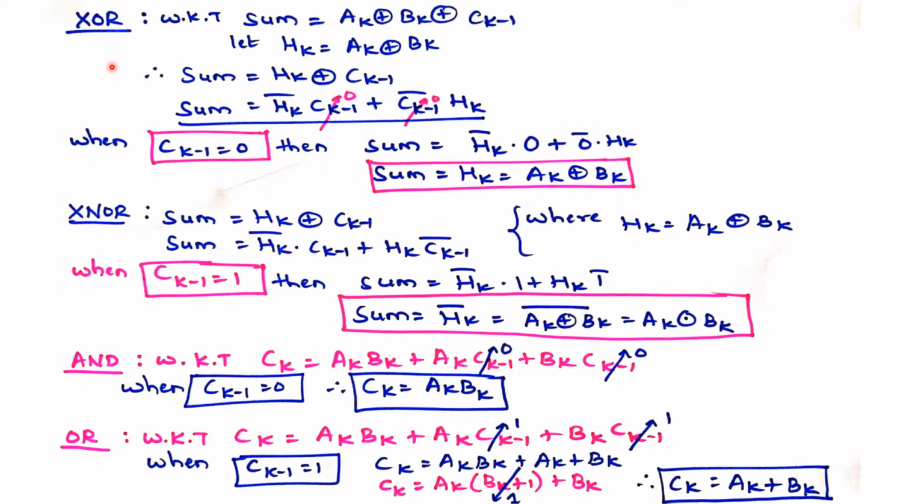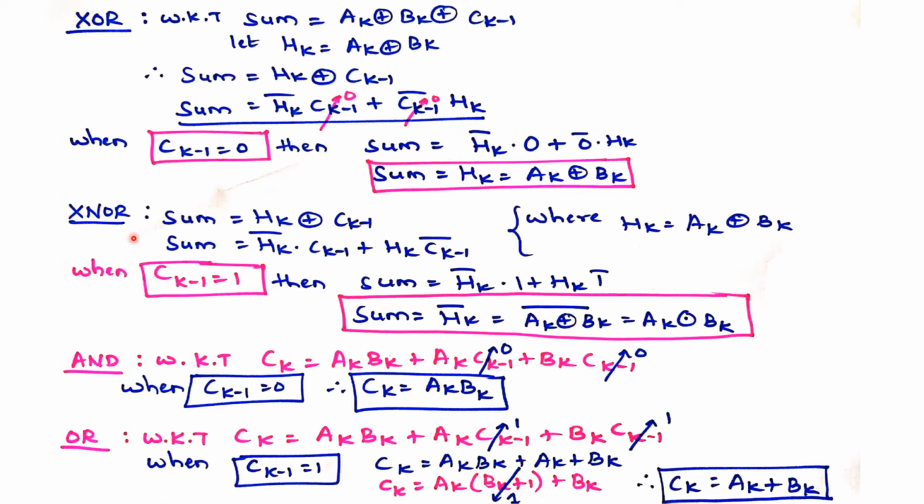Similarly, to perform XOR, consider sum expression AK XORed with BK XORed with CK-1. AK XORed with BK is half sum, therefore sum equals HK XORed with CK-1. Therefore sum can be written as HK bar into CK-1 plus CK-1 bar into HK. So for XOR operation, carry input is set as 0, therefore sum equals HK bar into 0 plus 0 bar into HK. Therefore sum expression is HK, that is AK XOR BK.